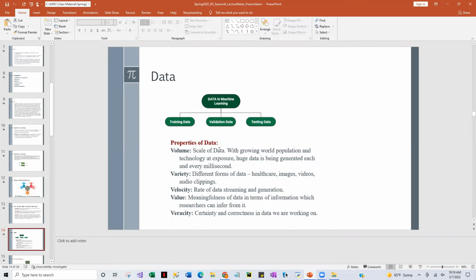With the growing world population, you have more volume of data. We are getting more data each and every millisecond. And variety: you have varied forms of data. It may be images, x-rays, videos, audios, or data files, structured or unstructured. And velocity: the rate of data streaming is also high now. So this is about the properties of the data. You need to understand the data, and based on the data, you will choose the analysis.